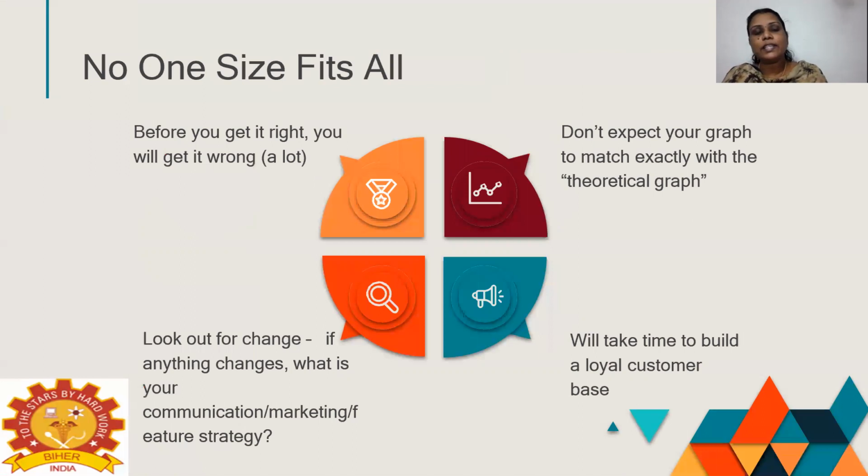So then we'll see that there is no one size fits all. Before you get it right, you will always get it wrong. A lot of times we will get it wrong. So that is one lesson that people have to keep in mind while dealing with product life cycles. And then look out for change. If anything changes, what is your communication? What is your marketing strategy? What is your feature strategy that you're going to consider is very, very important, and it will take time to build a loyal customer base. That has to be sunk into our minds.